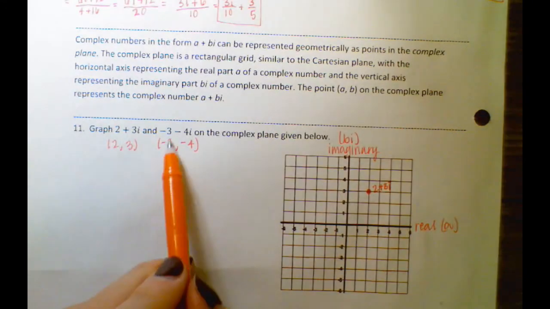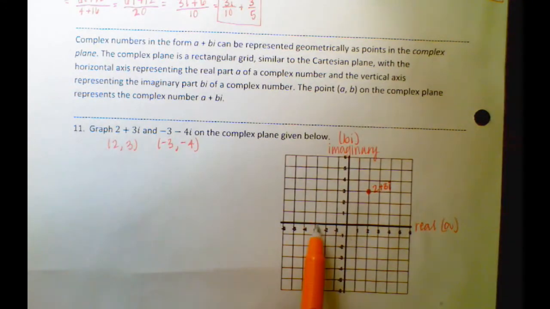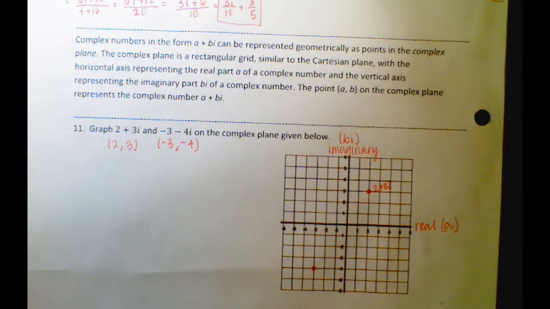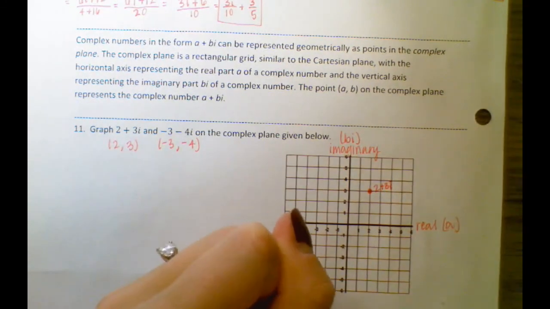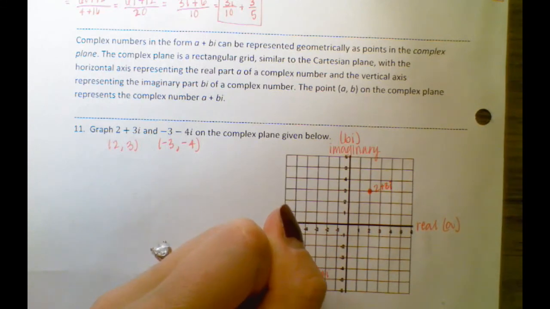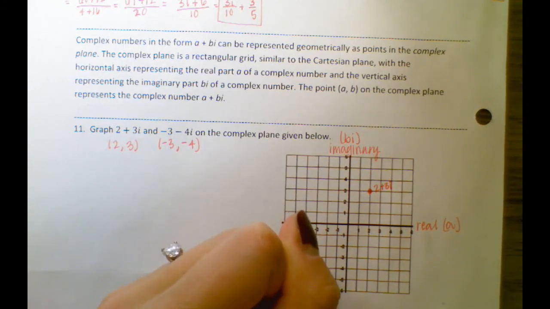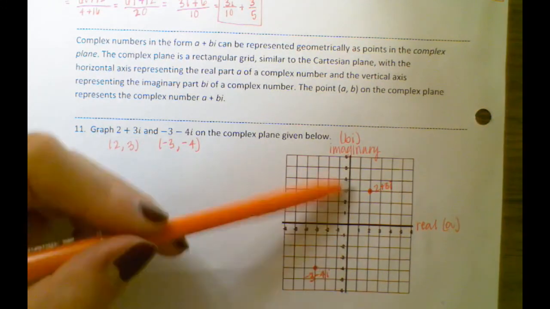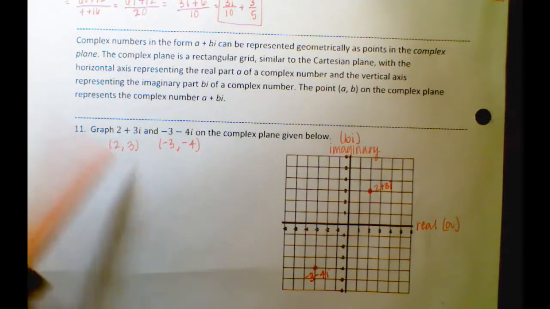Okay? Negative 3 minus 4i, that will be right there. So negative 3 minus 4i. I'm labeling these points so you guys know which one was which. Okay? So just remember real, imaginary, and then you're just going to graph it like an xy coordinate basically.